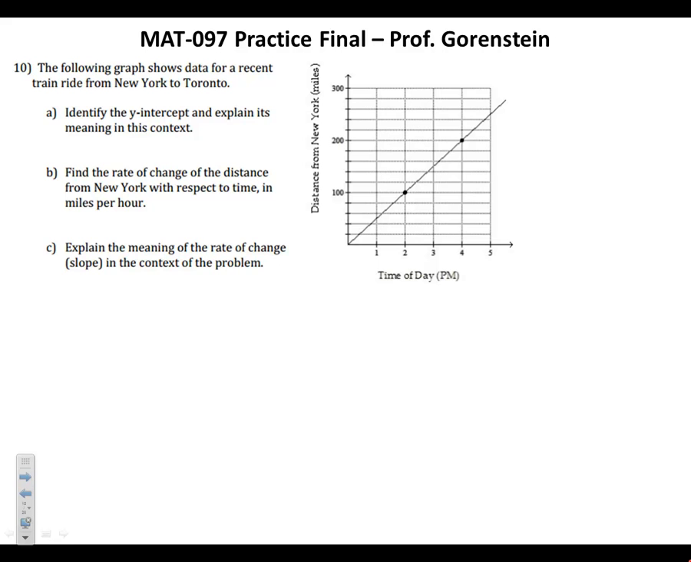So the y-intercept, or the point where the graph crosses the y-axis, well, this is the point (0, 0). So the y-intercept is 0. And this should make sense. So the x-axis is time, the y-axis is distance traveled. So if no time has passed, well, then you've covered 0 distance. So that represents the train is still at the station. So we could say what that means, well, the train hasn't left yet.